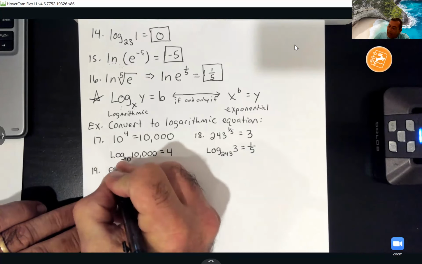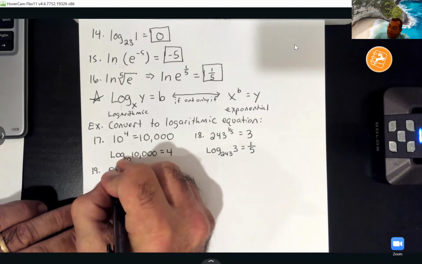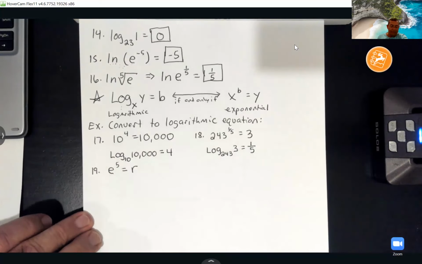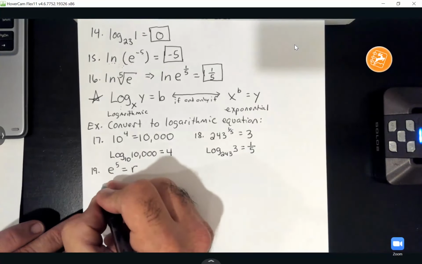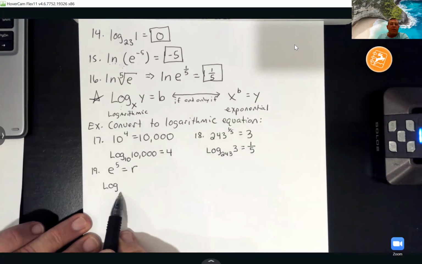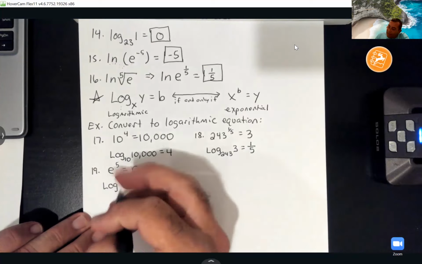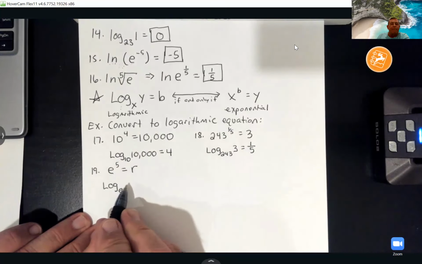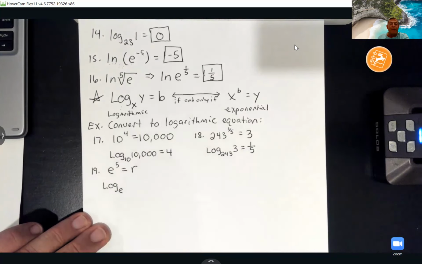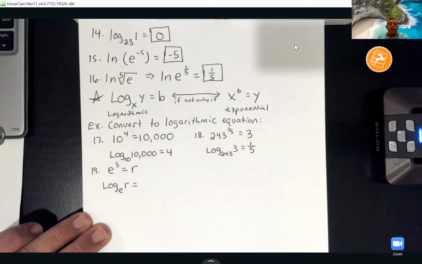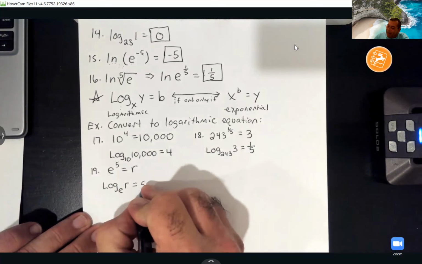How about e to the 5th equals r? So I'm going to write my log down. The base of this log is e, the result is r, and that's going to equal the exponent of 5. There you go.